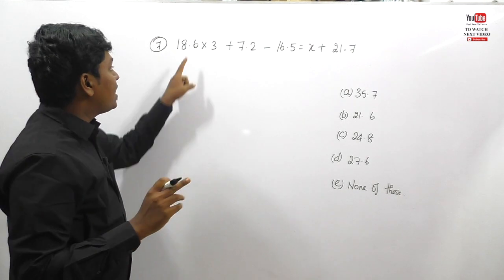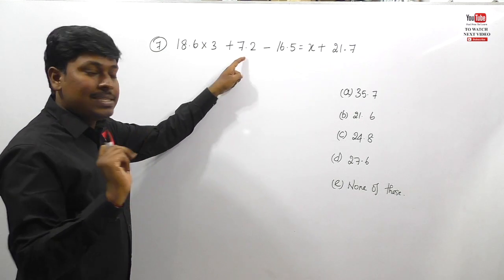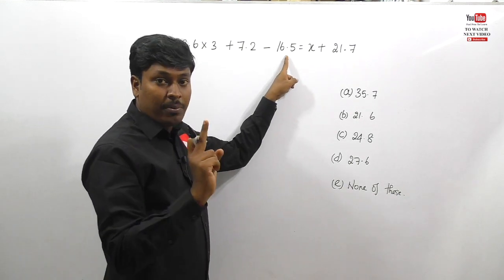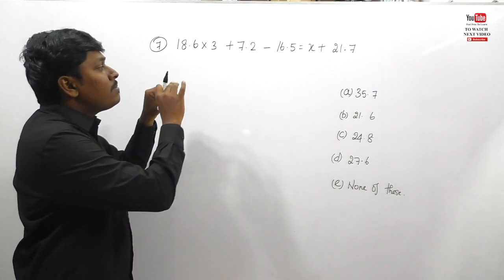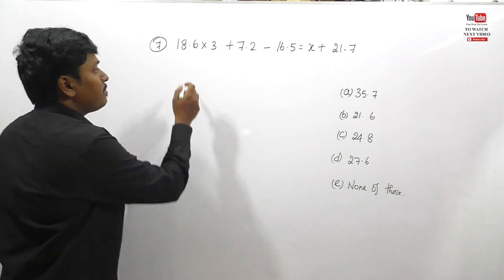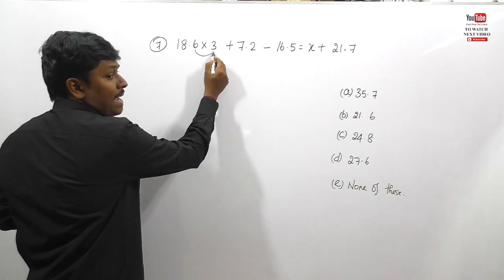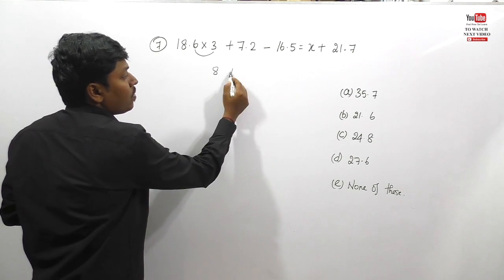Friends, listen carefully. Here it is 18.6, 1 decimal point. 7.2, 1 decimal point. 16.5, again 1 decimal point. 21.7, again 1 decimal point. If all the numbers are one decimal point, then we don't want to worry about anything. Just multiply the last number, friends. 6 into 3 will be 18, right? The last number is 8. And here the last number is 2, so 8 plus 2.